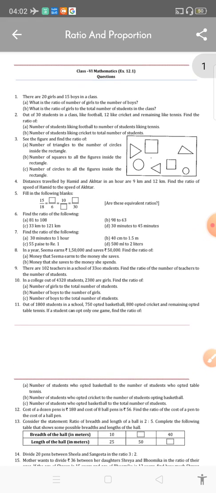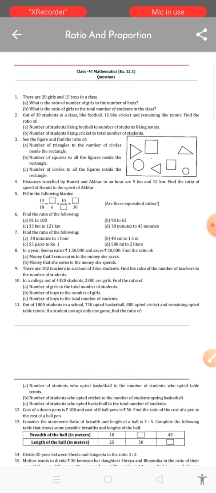Today we are going to solve exercise 12.1, chapter ratio and proportion.